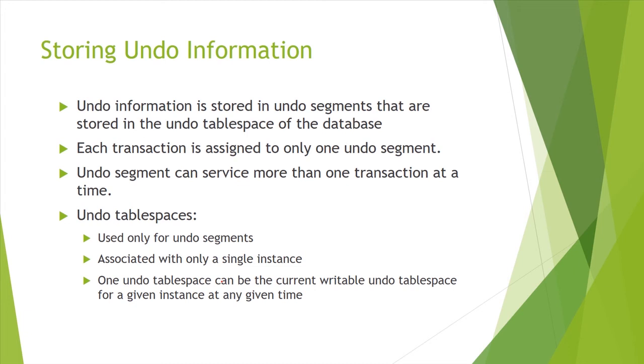The undo tablespace is used only for storing undo information, and it is assigned to only a single instance. If you have, for example, a RAC with two nodes, each instance must have its own undo tablespace. You can create multiple undo tablespaces in the same database, but only one undo tablespace can be the current writable undo tablespace for a given instance. You can change the undo tablespace by using the undo_tablespace database parameter.